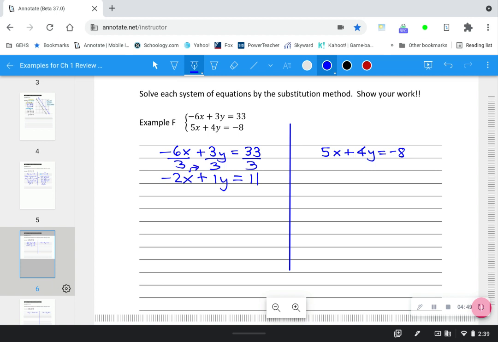So I'm going to take that variable over to the other side, and I get 2x plus 11 is the value of y. So now I can come over here, and now that I know the value of y, I can replace it. So 5x is already over there, plus 4 times the value of y is equal to negative 8, and the expression we have is 2x plus 11. We'll distribute here.